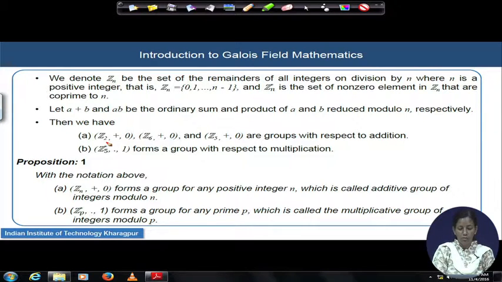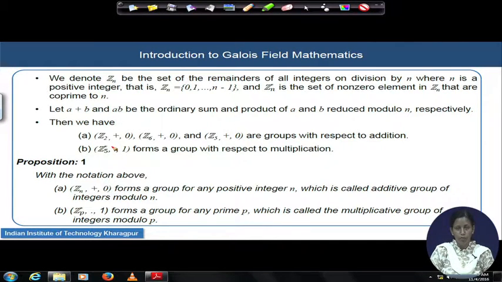Z2 is the remainder when the modulo 2 operation is run over the real numbers with respect to my positive operator and my 0 identity element, and it is a group. This is also true of the modulo 6 operation with respect to my positive operator and 0 identity element, and like this Z5 plus 0, they are all groups with respect to addition. And then this Z5 star with respect to my multiplicative operator and my identity element equal to 1 forms another group with respect to multiplication.